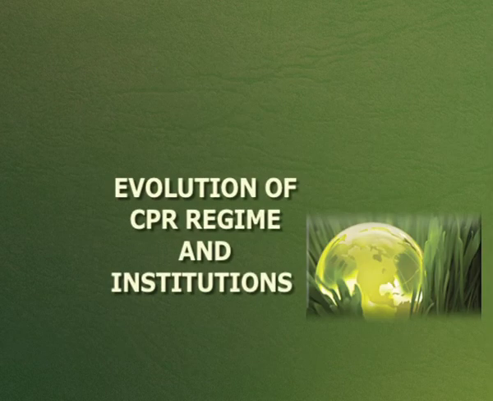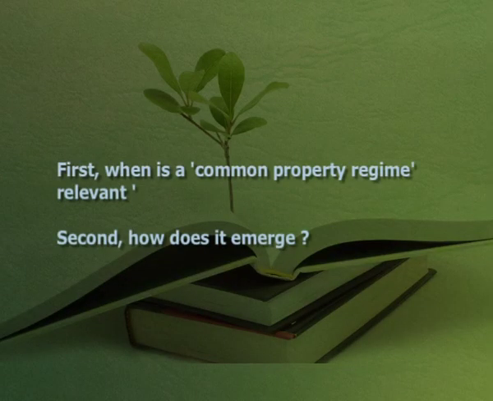Number 4. Evolution of CPR regime and institutions. In the context of natural resource management with CPRs, two questions emerge. First, when is a common property regime relevant? Second, how does it emerge? These questions can be answered if one looks at CPR from the point of view of both efficiency and sustainable institutions to manage them.